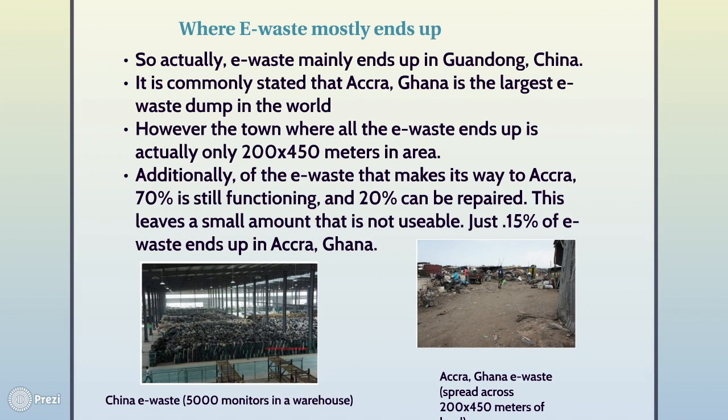It is commonly stated that Ghana is the largest e-waste dump in the world. However, the town where the e-waste ends up is actually only 200 by 450 meters in area. Additionally, the e-waste that makes its way to Accra is 70% still functioning and 20% can still be repaired. This leaves a small amount that is not reusable. Just 0.15% of e-waste ends up in Ghana, compared to the thousands that end up in China. So historically, waste has been solved by shipping it to other countries such as Ghana or China because it is easier for wealthier countries to export the waste to poorer countries.